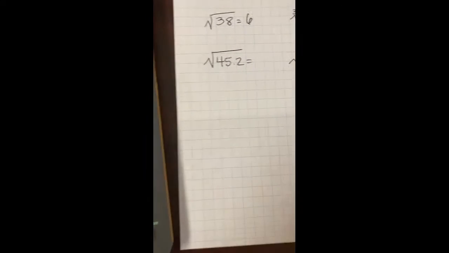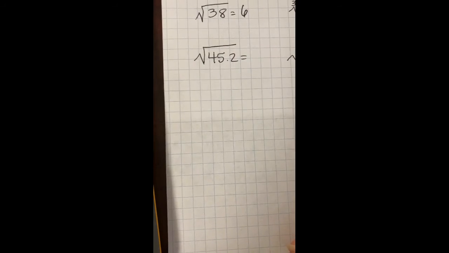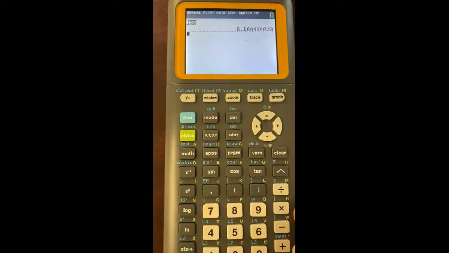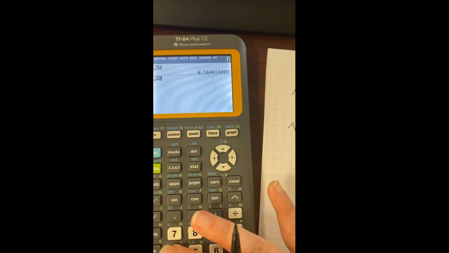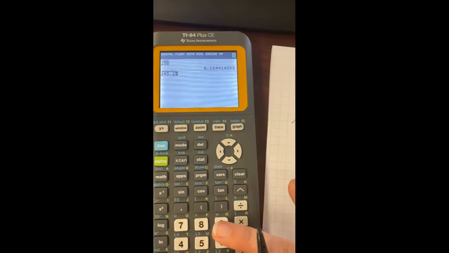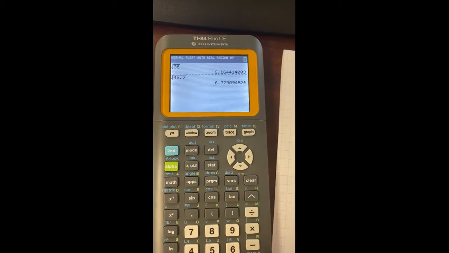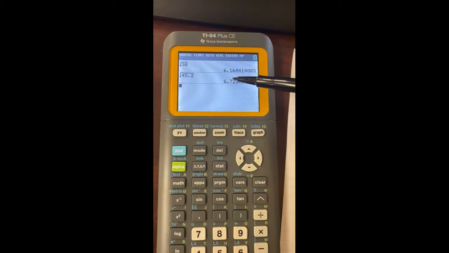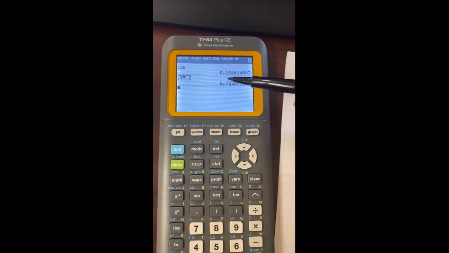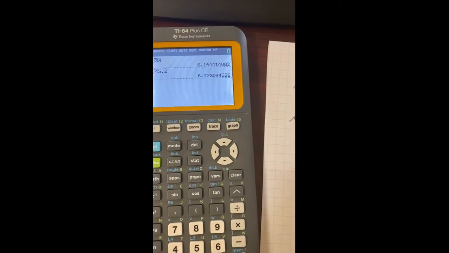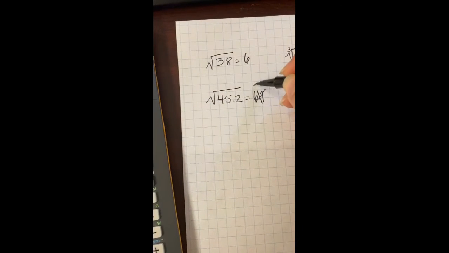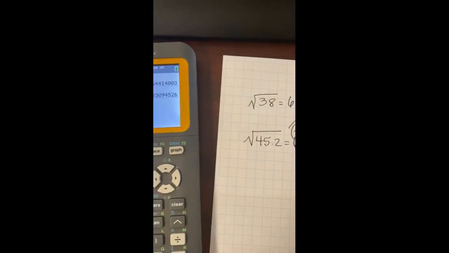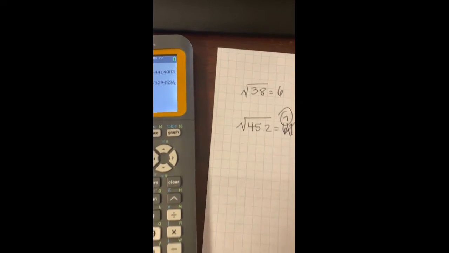Okay. Next, we're going to do the square root of 45 and 2/10. So again, we do second square root, and it is 45 and 2/10. Enter. Okay. This 7 is going to bump that 6 up to a 7. So 6 and 7/10. Oh, sorry. It's going to round that to 7. And I'll turn this music down.